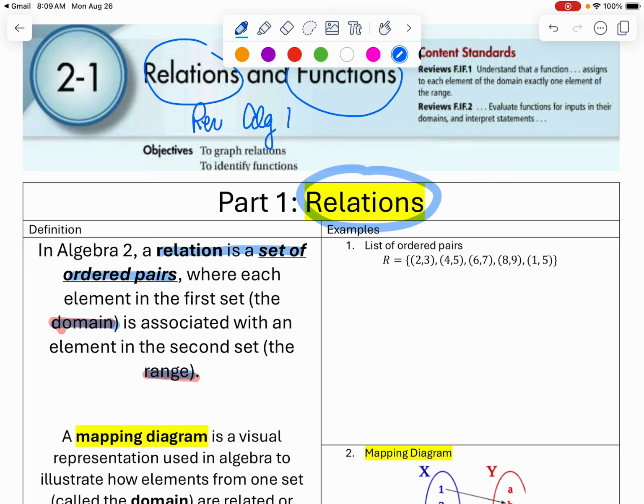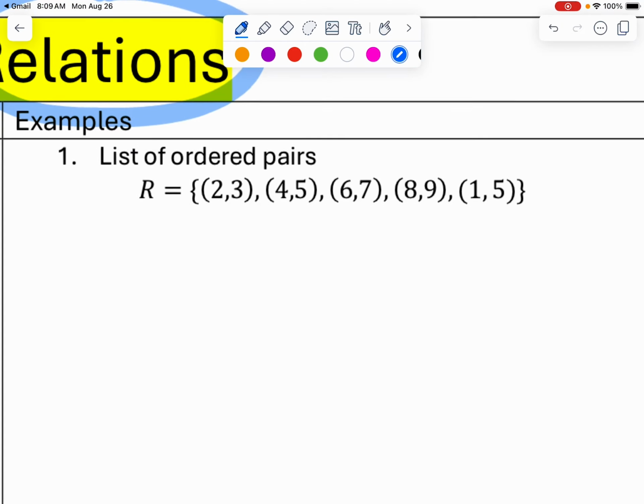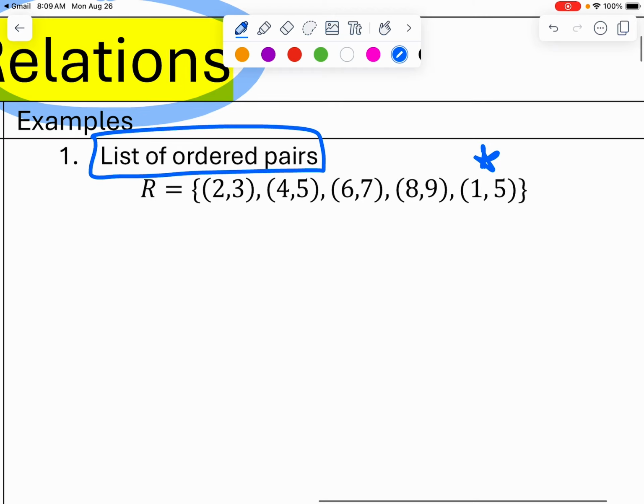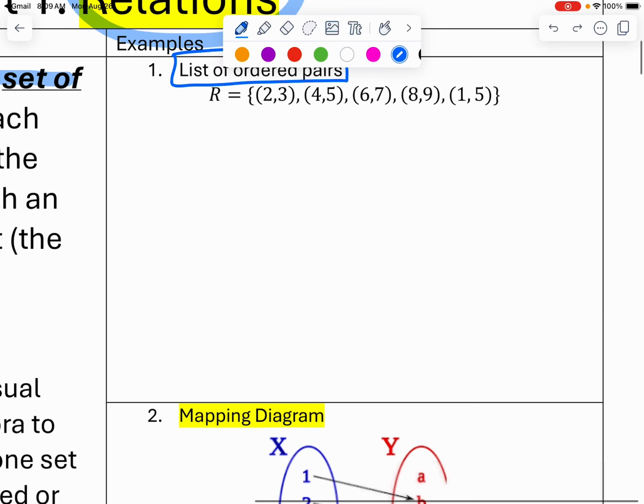So you can have different types of relations. Let's look at these examples. This particular relation is really just a list of ordered pairs. No rhyme or reason. In fact, this one almost seems to be out of order, but it's just a list of ordered pairs you could plot on a coordinate plane. Now let's look at the second type of relation.